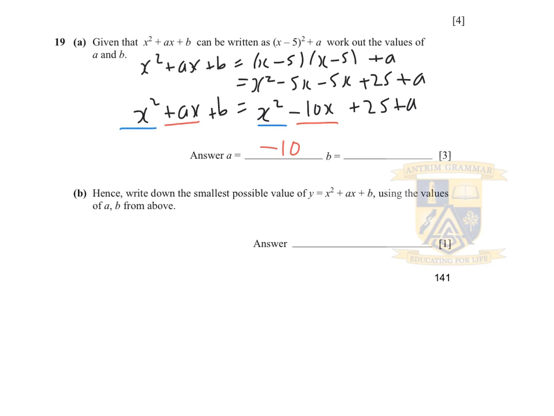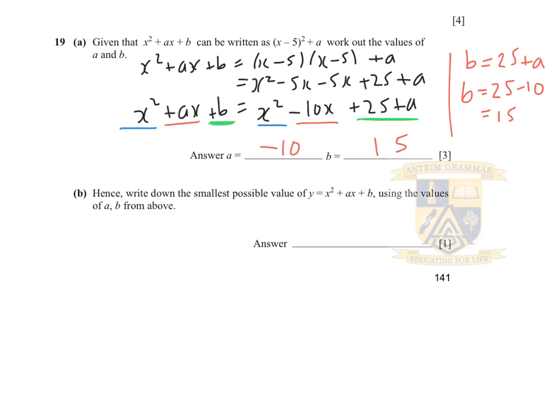They should then have the same constant, the same term that doesn't involve x or x squared. So the left has got b and the right has got 25 plus a. That tells you that b is equal to 25 plus a. But then we know a is minus 10. So b is 25, take away 10, which is 15.